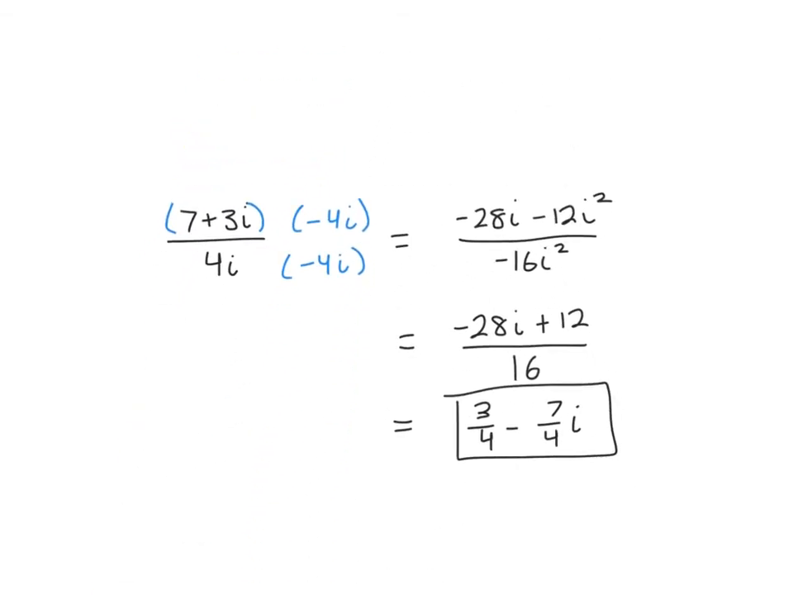Okay, so in this case, think of this as 0 plus 4i, so our complex conjugate would be negative 4i. So multiply it out, simplify i squared, and then write it as a complex number, so your real and imaginary parts should be separate.